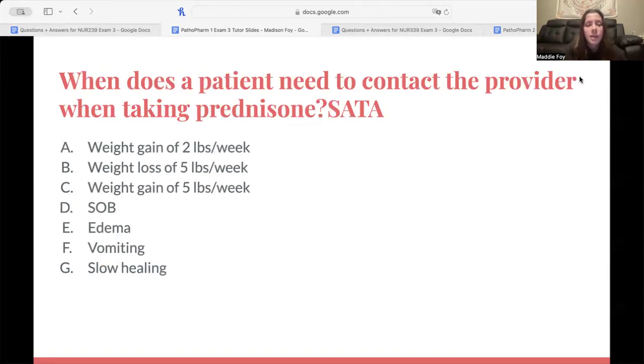Okay. When does a patient need to contact the provider when taking prednisone? Select all that apply. This one might be a little bit tricky. Let's see what we're saying.